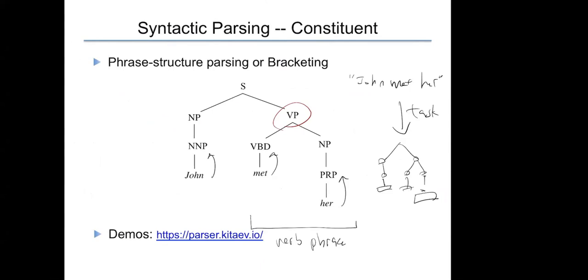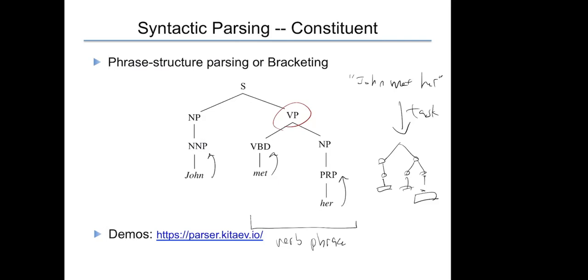So S is a sentence. And for many sentences, a sentence can be broken down into these two constituents, NP and VP. And they can be further broken down into sub-constituents. For instance, a verb phrase gets broken down into VBD and another noun phrase.